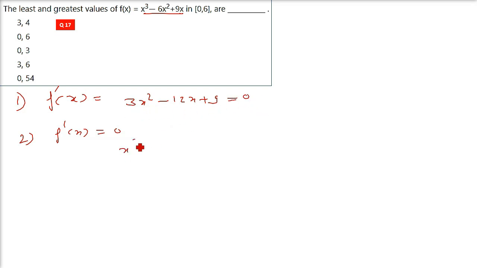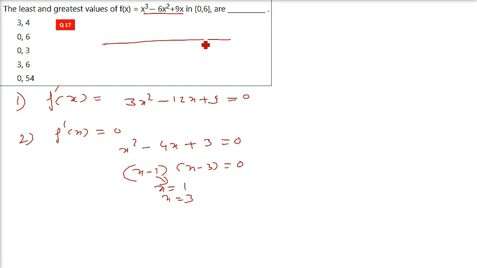So once you equate it to 0, you can divide every term by 3. So eventually you are going to get x square minus 4x plus 3 equals 0. Now this is very straightforward. This expression we have dealt with a lot of times. So (x minus 1)(x minus 3) equals 0. These are two factors, and this will give you x equals 1 and x equals 3 as the extreme points or the critical points.